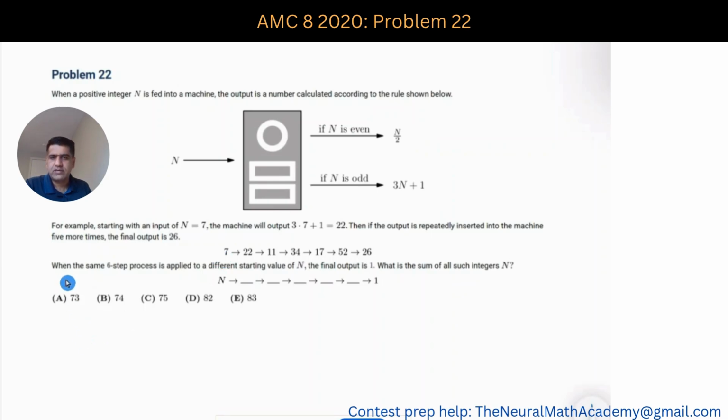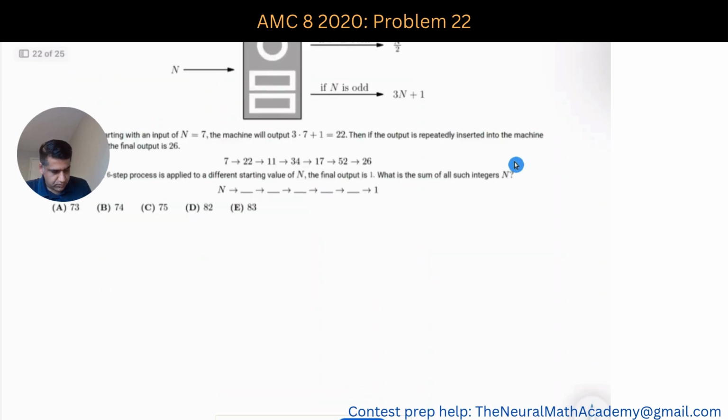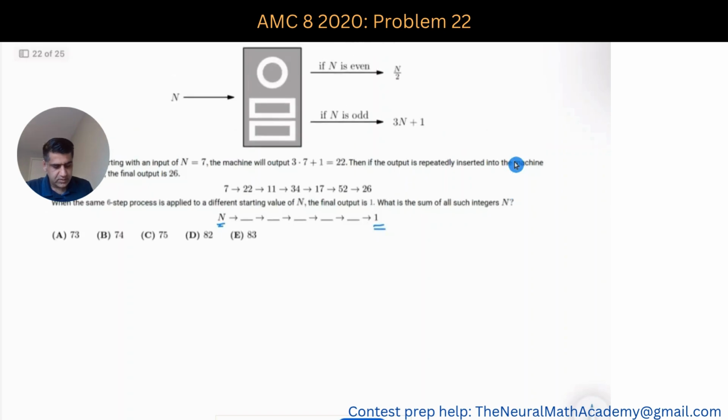And we have to answer that when the 6 step process is applied to a different starting value of n, the final output is 1. What is the sum of all such integers? So when the final output is 1, we have to find the sum of all integers for n. So to solve this problem, we can set this problem in the reverse order.